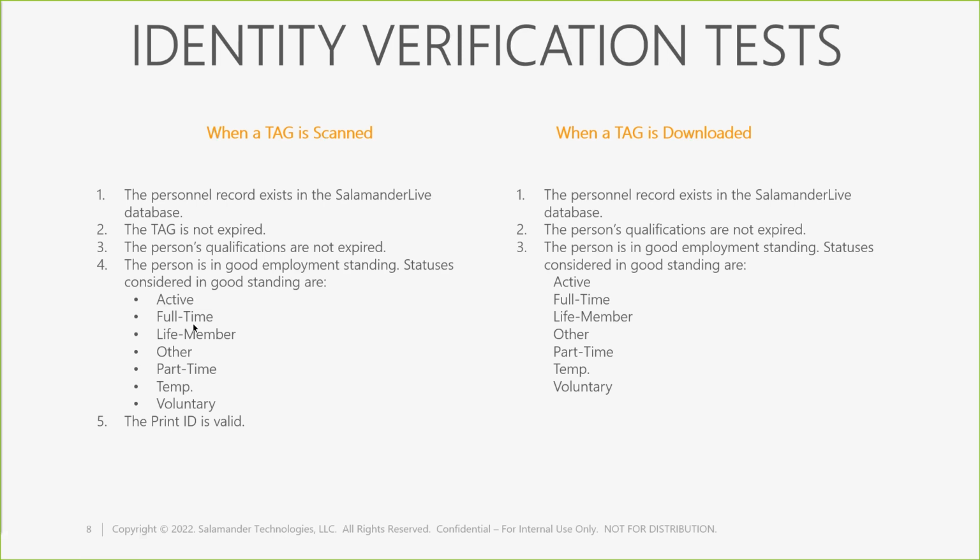Again, that goes with reprints. If someone lost their ID and then found it, they may be using an older ID, and the system will let you know that they're using an older ID. During the download, it's only going to check 3 of the 5 tests. The 2 tests it cannot check are whether the ID expired or if the ID is the latest printed. Of course, that requires a physical ID tag, so those 2 are not tested in a download.